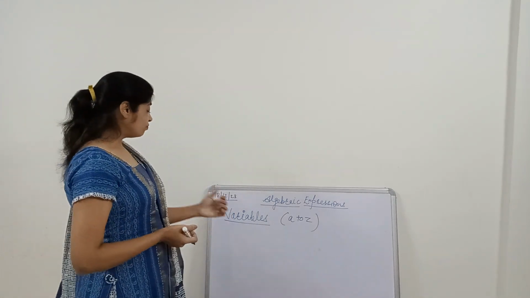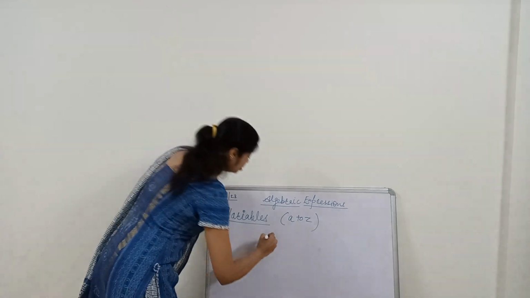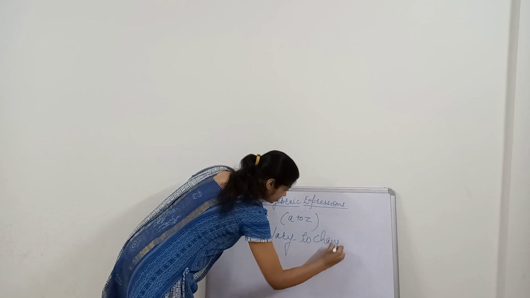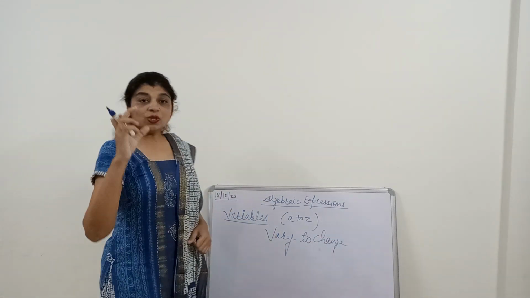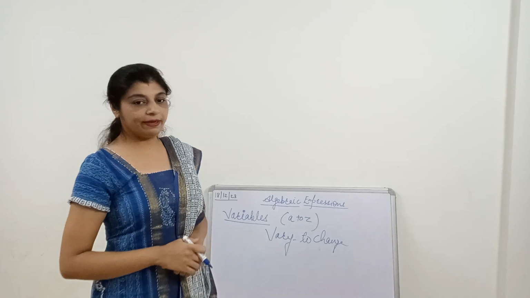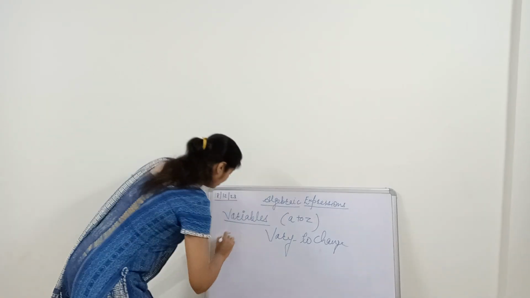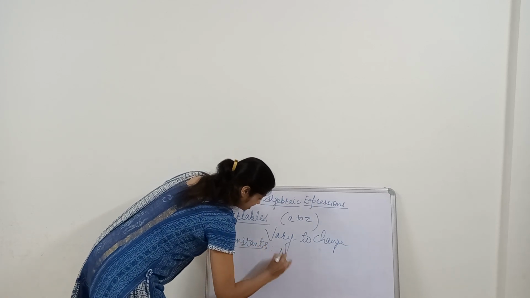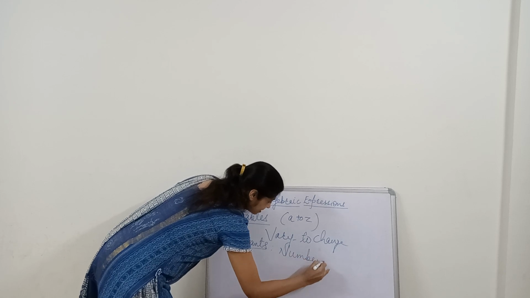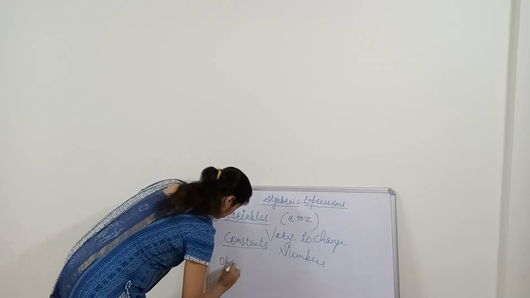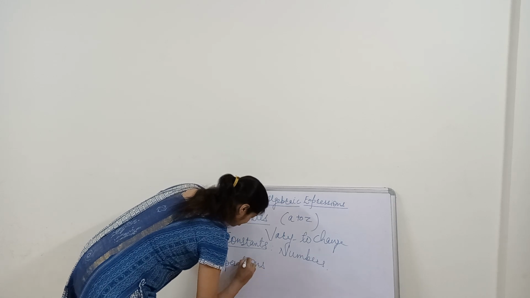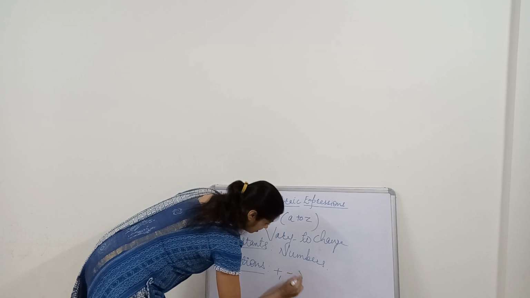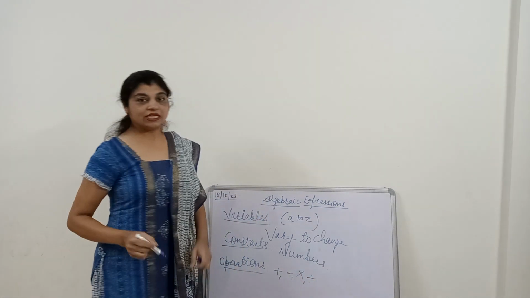This is one. Second is vary, V-A-R-Y. Vary means to change. So, whose value keeps on changing, that means variable. Constant, whose value remains the same. These are all numbers. Constants means these are all numbers. And operations means your addition, subtraction, division, and multiplication. These are operations.